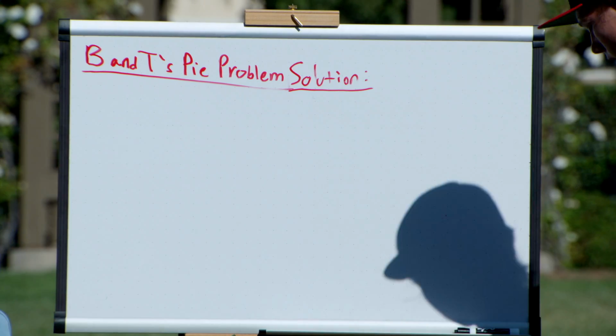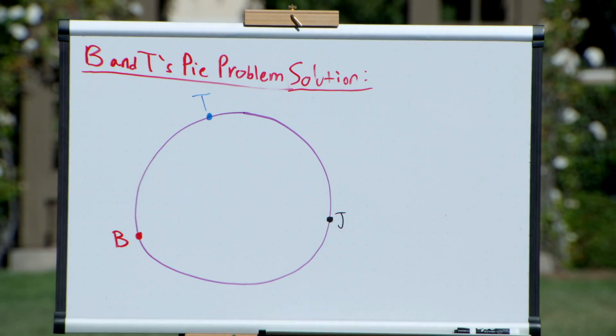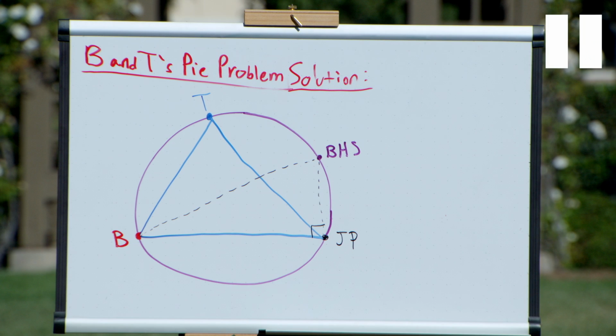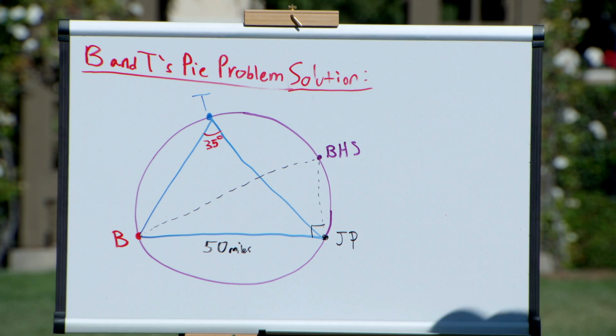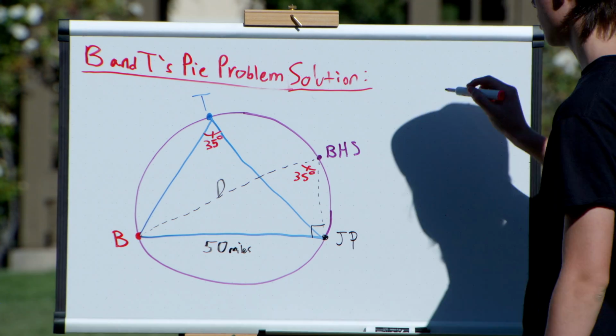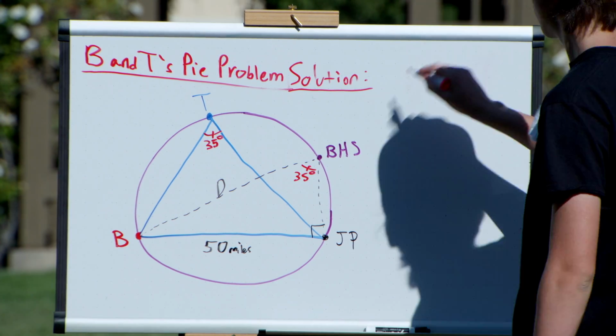Let's draw a diagram. Here's a pie with Baylin's house, Tran's house, and Julian's Pies. Here's the triangle that connects them all, and here's BHS. We'll draw that line straight up from Julian's Pies to BHS as well to form the diameter with Baylin's house and the right triangle. We know that the angle formed at Tran's house is 35 degrees as well as the one at BHS. We also know that the distance from Baylin's house to Julian's Pies is 50 miles. Now we just need to find the diameter, D.